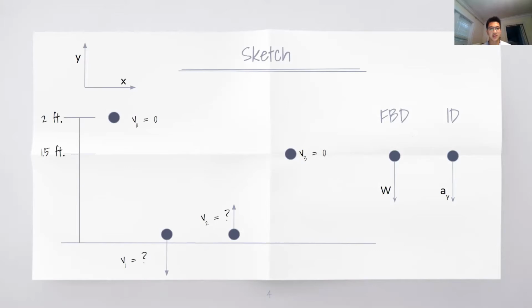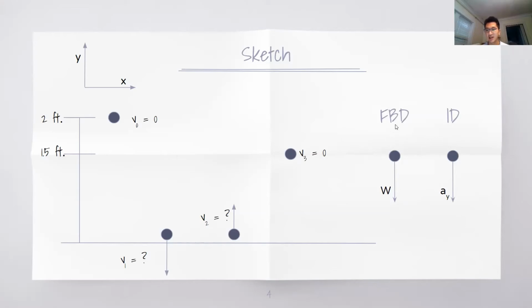So here is a sketch outlining all of the phases we want to look at. We establish our coordinate axes in the top left corner, where y is up and x is in the horizontal direction. The first scenario, all the way to the left, is v naught equals 0 at 2 feet. Then we want to find the velocity of our ball right before it hits the tabletop, v1, and the velocity right after it bounces off the tabletop, v2. At its rebounded height, there is no more velocity in any direction, so we know that v3 equals 0 at 1.5 feet.